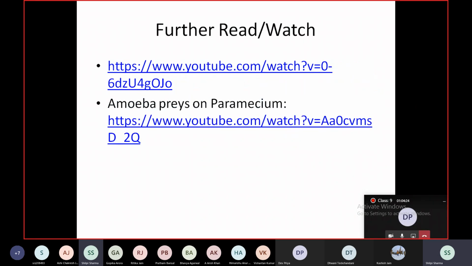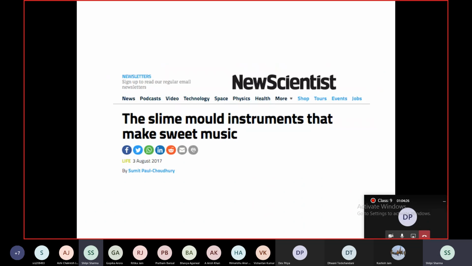This is just an e-book that I found. Some interesting videos that you can see, and another interesting article that I found in New Scientist.